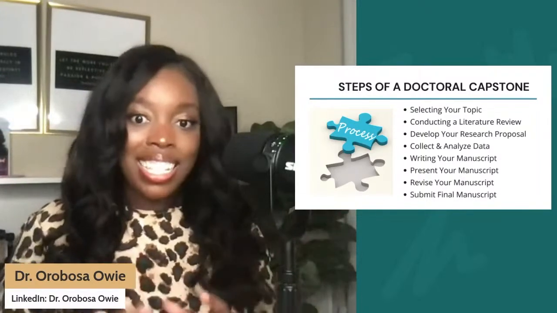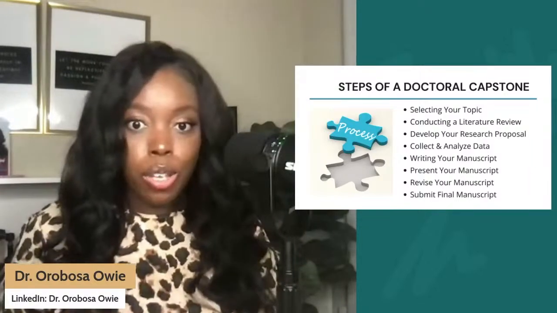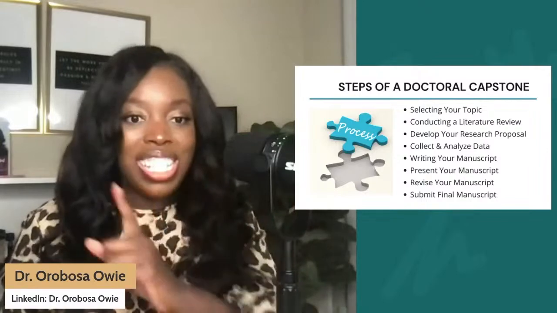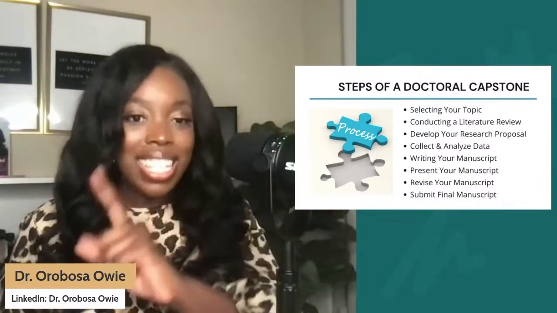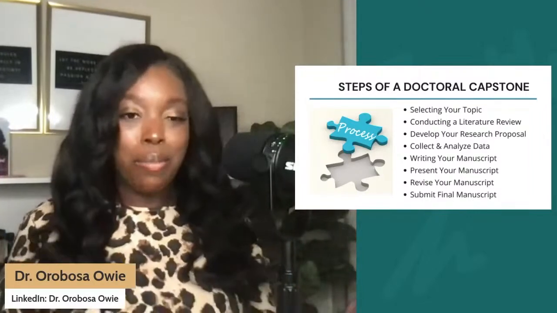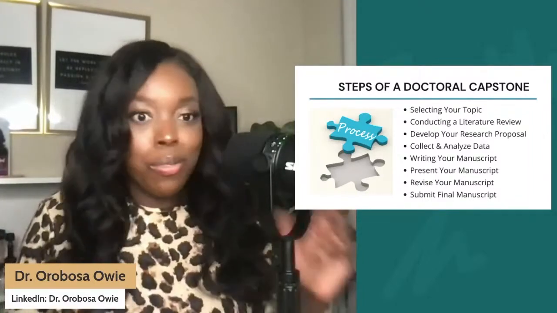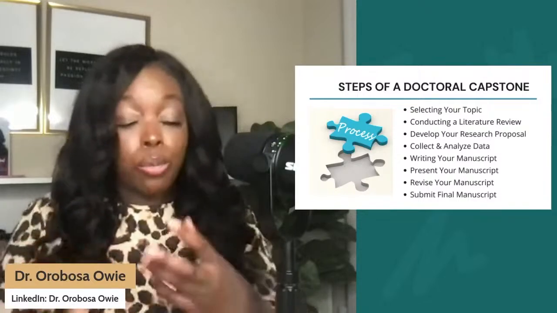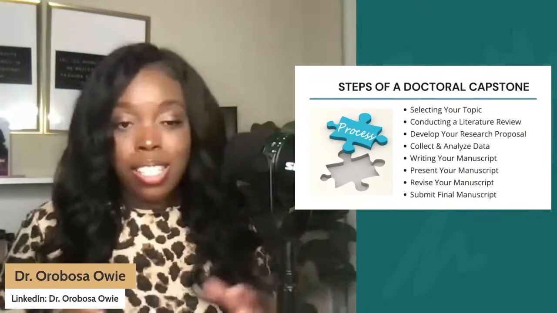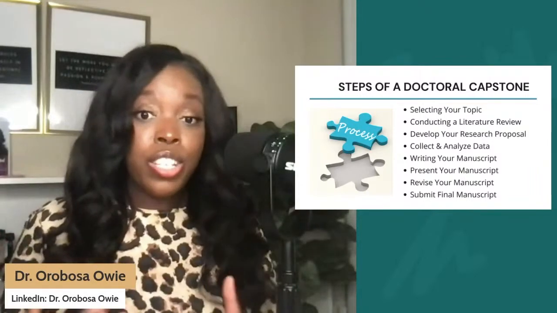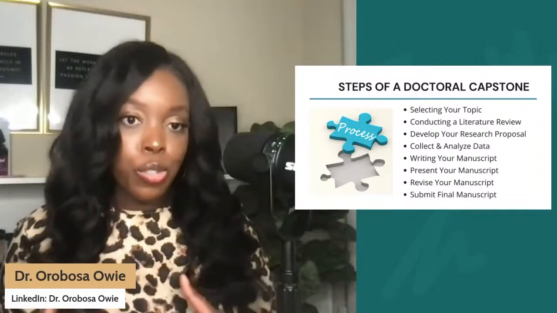After you've collected and analyzed your data, you begin to write your manuscript. After you've written the first draft of your manuscript, you go into the revision stage, because the first draft will never be the draft. It's very rare you hear somebody say, oh, the first time I wrote my dissertation, it got approved, or my capstone project, it got approved. Absolutely not. It has to go through the revision process, because that is what the research process is all about. So the research process is systematic, but it's also meticulous. Then after you revise your manuscript, you submit the final manuscript for review.